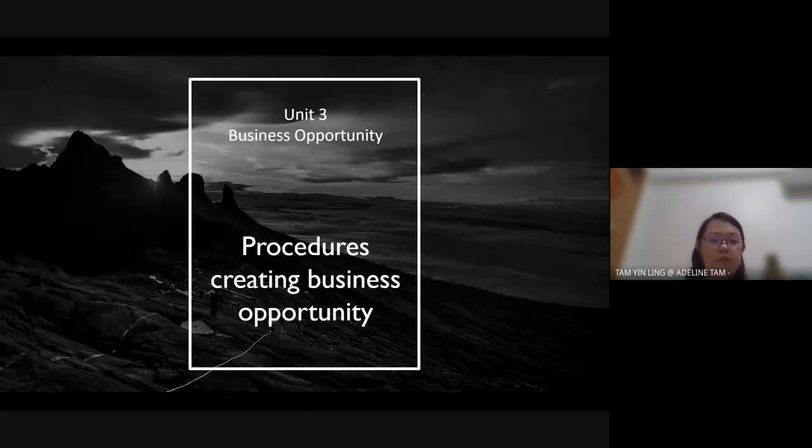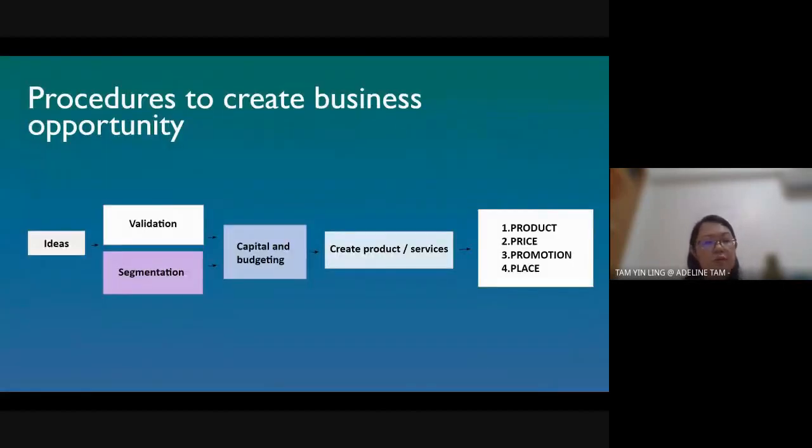Second, we look at the procedures to create the business opportunity now. So the first thing is we have to identify our ideas. Right, we have to know what our ideas are. We might have a few ideas in hand that we do not know which to choose. So we have to validate our ideas and look at the customer segments.